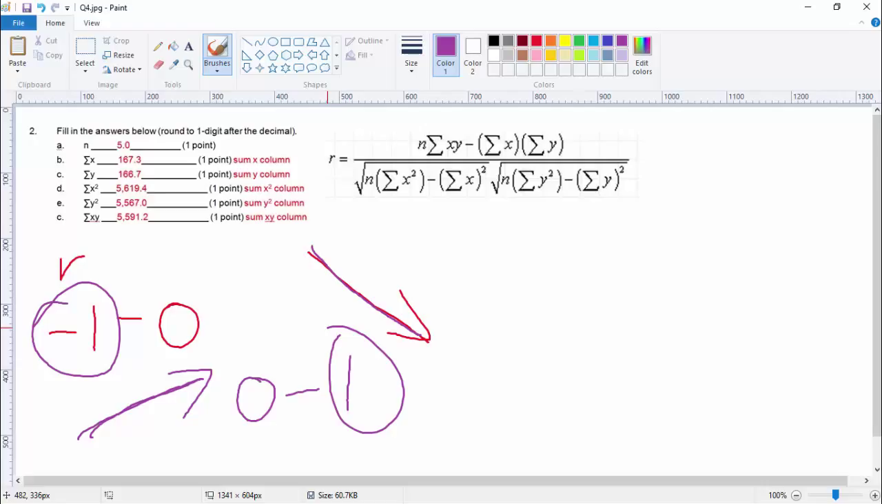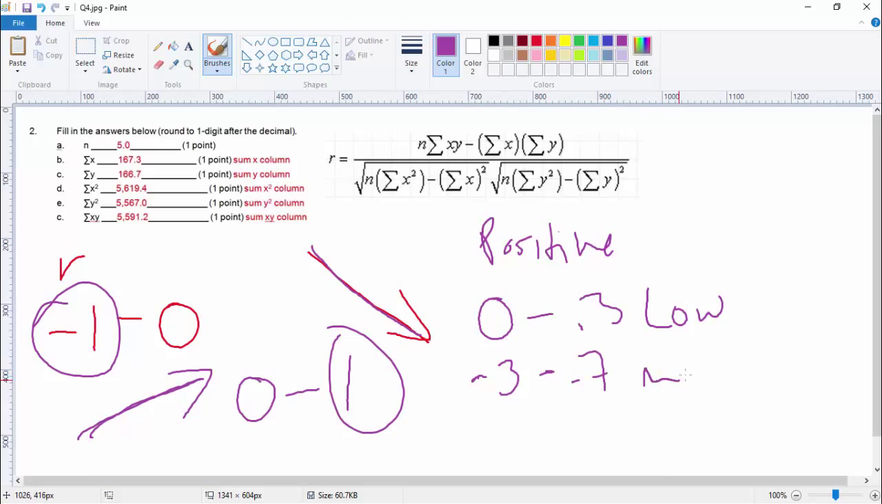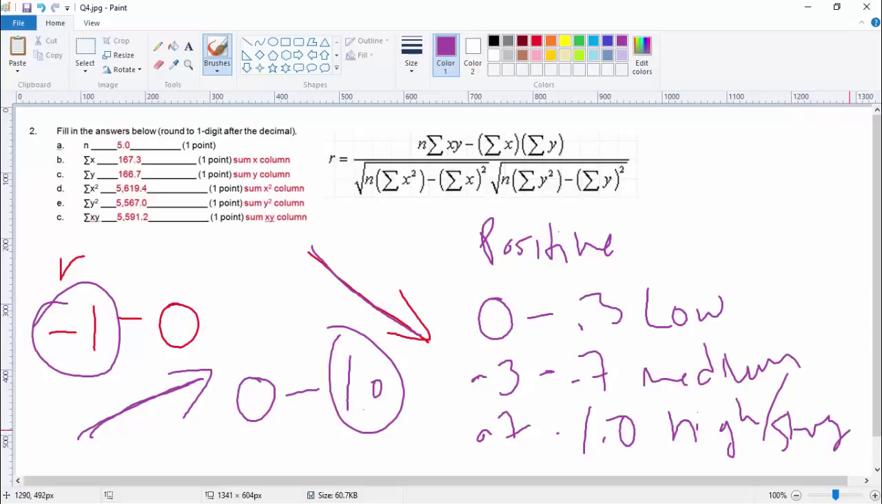So when it comes to positive correlation, I always say that if you go from 0, which is no correlation, to about 0.3, that's low. If you go from about 0.3 to 0.7, that's medium. And if you go from 0.7 to 1.0, which is this one right there, then that's high, or strong. You see what I'm saying?